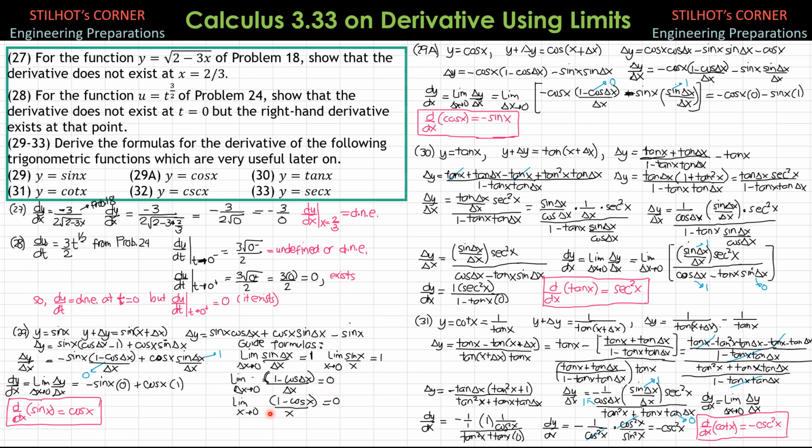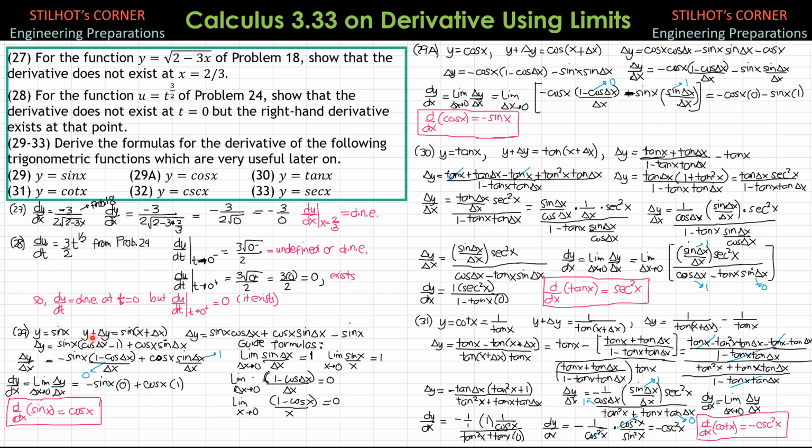And the limit of 1 minus cosine x over x, which is the same form as that, as x approaches 0 is 0. Of course, the limit of sine delta x as delta x approaches 0 is 0. The limit of cosine delta x as delta x approaches 0 is 1. Those are additional tools which you must know.